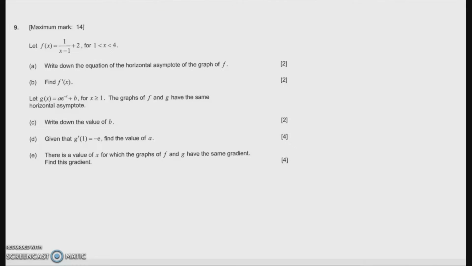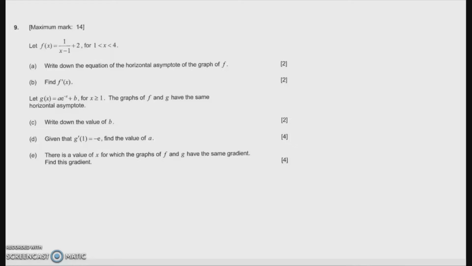So today's question is looking at a couple of different functions. We can see here we have a reciprocal function in part 1 and an exponential function here in part 2. A little bit of transformation, a little bit of calculus using the chain rule. So let's get stuck in.